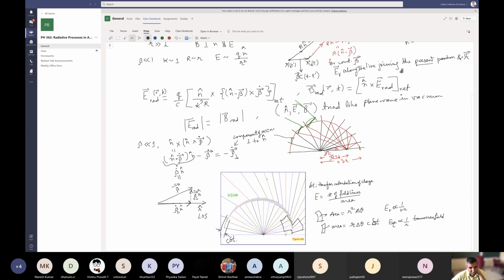Okay, so if you're here, the particle has stopped. So at the retarded time, this guy should be here, right? So this is the direction, and this point and this point. This is just from the last time. Any questions here?